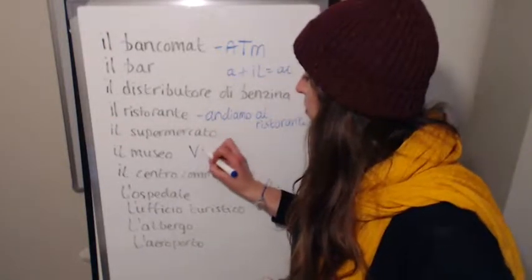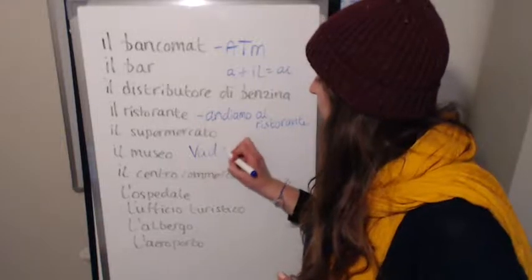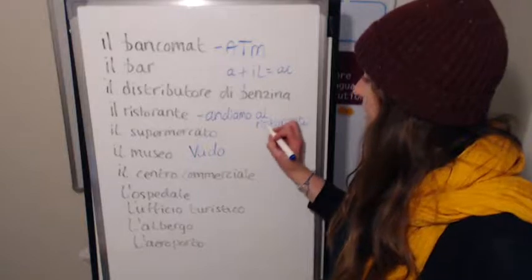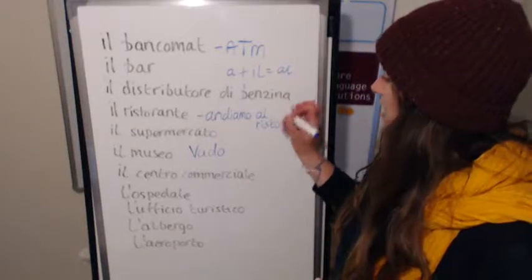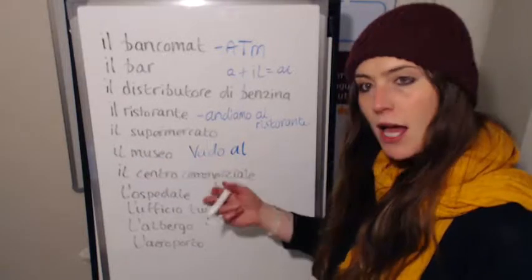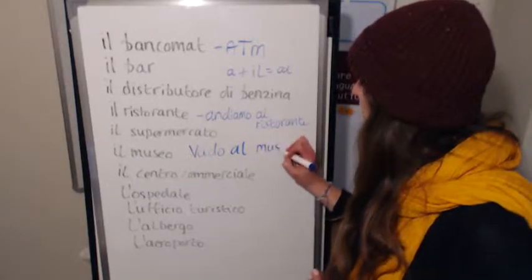Sì, cominciamo con vado. Yes, we start with vado, to the museum. So we do the same as here and here. Al, instead of a il, al. Vado al museo.